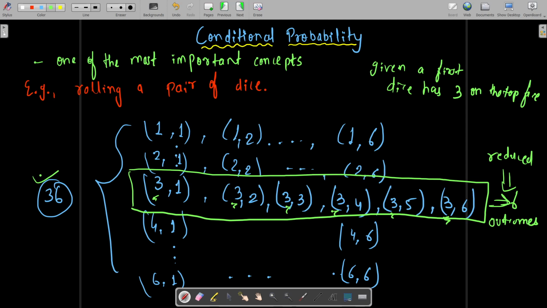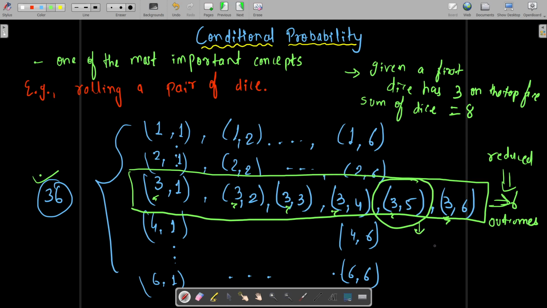So the uncertainty that we had is reduced now. From 36 we just have 6 now, so we are more certain about this, and that's why it's called conditional probability: there is a condition that is already fulfilled, that on the first die it is 3. But the question is, given the first die has 3 on the top of its face, what is the probability that the sum of the dice is equal to 8? And of course we can see that 8 will be here only.